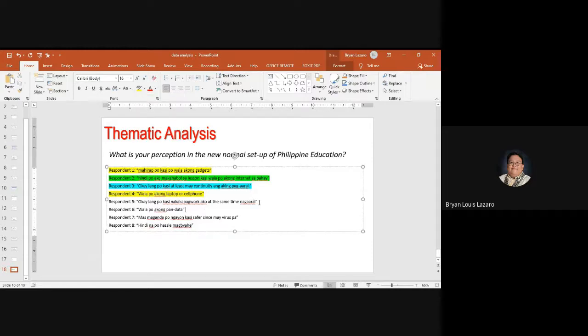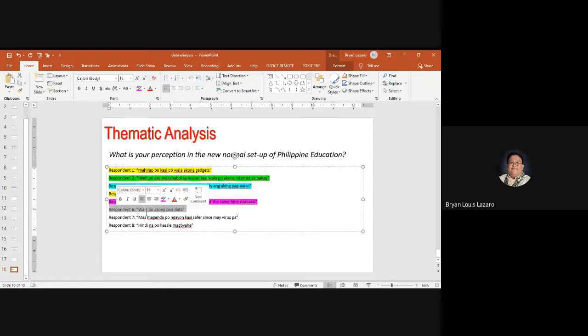Okay? Okay lang po kasi nakakapag-work ako at the same time, nag-aaral. So, ito, wala siyang kapareho. Diba? Wala siyang kapareho. So, gawin mong pink naman siya. Wala po akong pan-data.